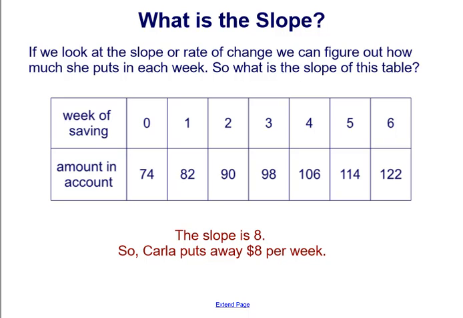So the way we interpret that for this situation, if we're trying to find out how much she puts into her account each week, we interpret that slope of 8 as Carla puts away $8 per week.